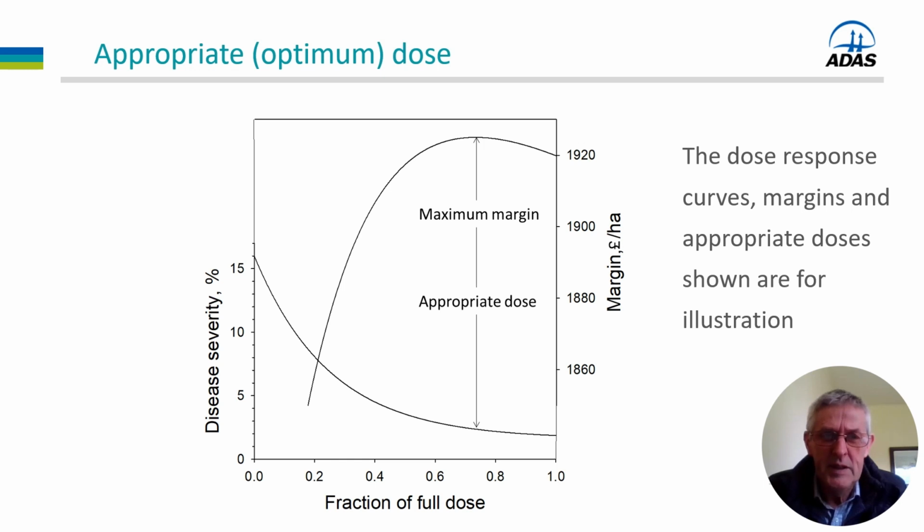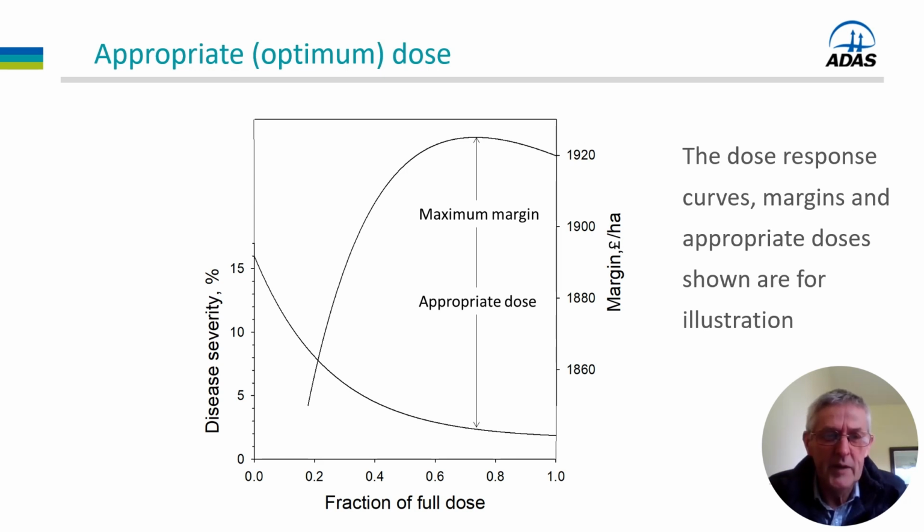If we know the disease severity, we know the impact of a unit of disease severity on yield, we know the value of a tonne of wheat, we know the cost of the fungicide. We can then calculate the margin in pounds per hectare, the value of the yield minus the fungicide cost, at all those different doses, and that's what's shown in the top curve and the margin data on the axis on the right hand side.